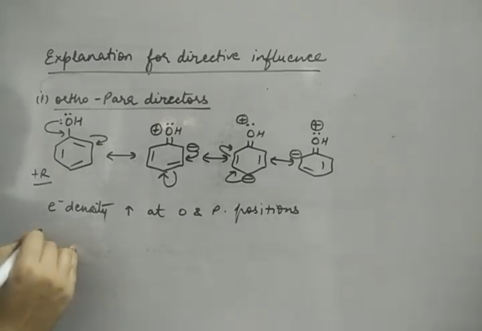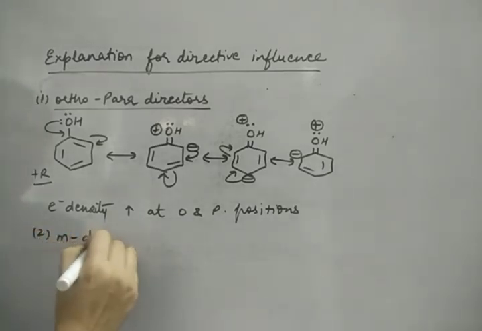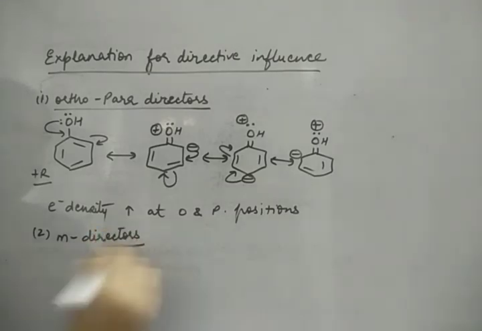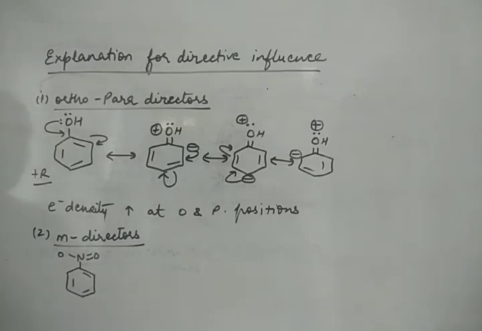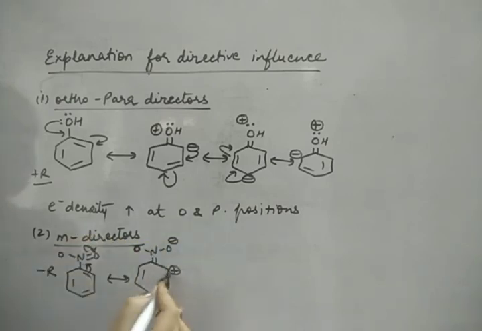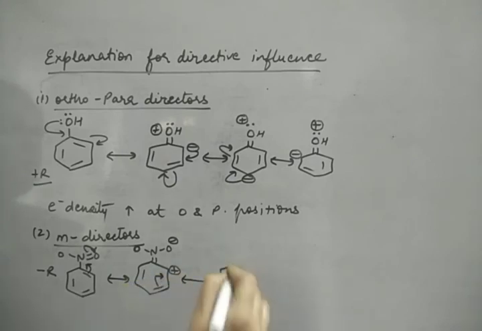Now let's discuss how meta directors work. Meta directors are deactivating groups. So suppose to benzene nitro group is attached. Now nitro is like this. Now the nitro group has minus R effect. So definitely it will withdraw the electrons away from benzene. We have already learned plus R and minus R effect. And because of this you can see that on the benzene ring the electron density decreases. Now you can see the positive charge is there. Now we can further draw the next structure like this.